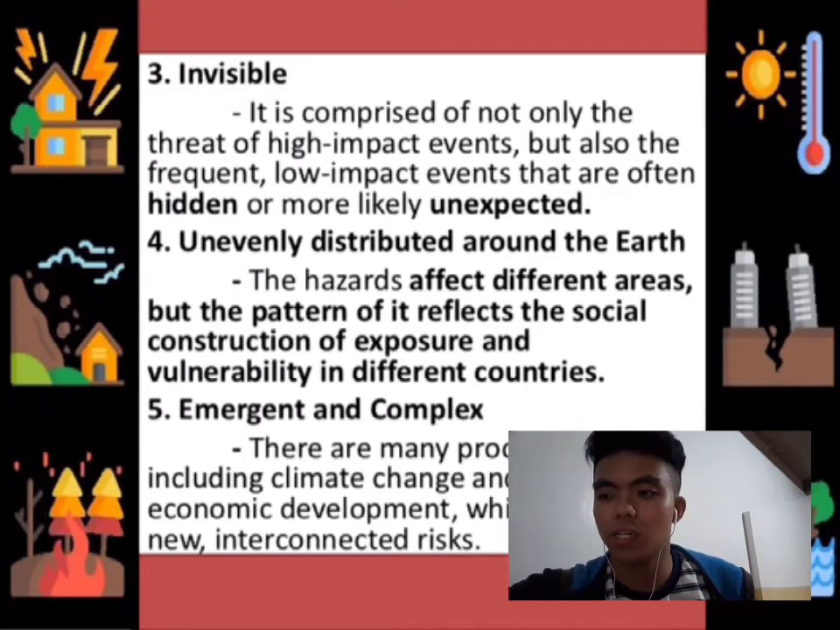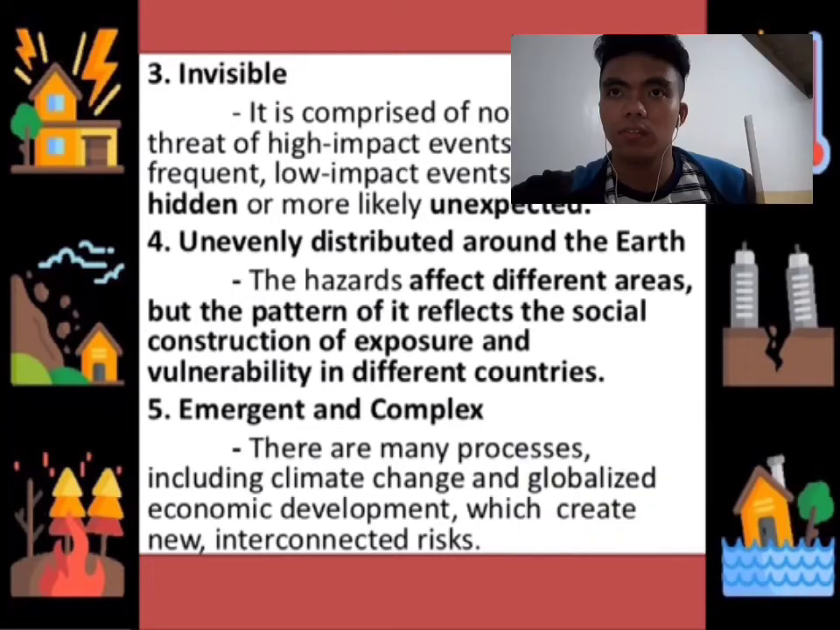Basically, it means that disasters are unexpected and we should always be ready for it. The fourth is unevenly distributed around the Earth. The hazards affect different areas, but the pattern of it reflects the social construction of exposure and vulnerability in different countries. The level of risk depends on the exposure and vulnerability of a particular place or area.